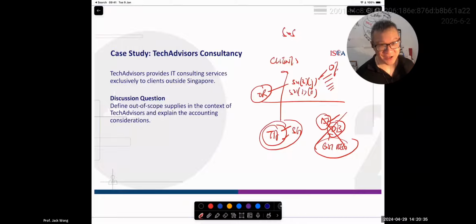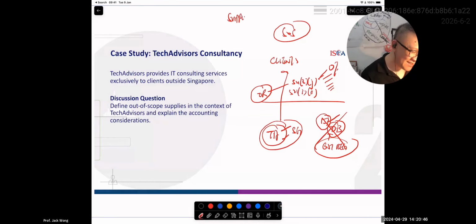So just because I'm rendering a service to someone overseas, remember, it's not out of scope. Remember, our template is number one, is there a supply?